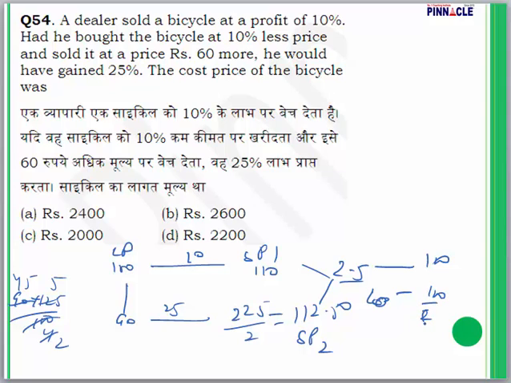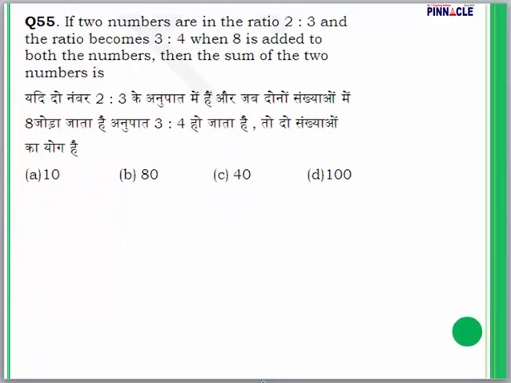If he is selling 60 more, then CP would be 100 divided by 2.5, that is 5 by 2, you can write 5 into 2, and if it is 100, it is 60, then 2400 is the answer. 2400 is the answer, question 55.